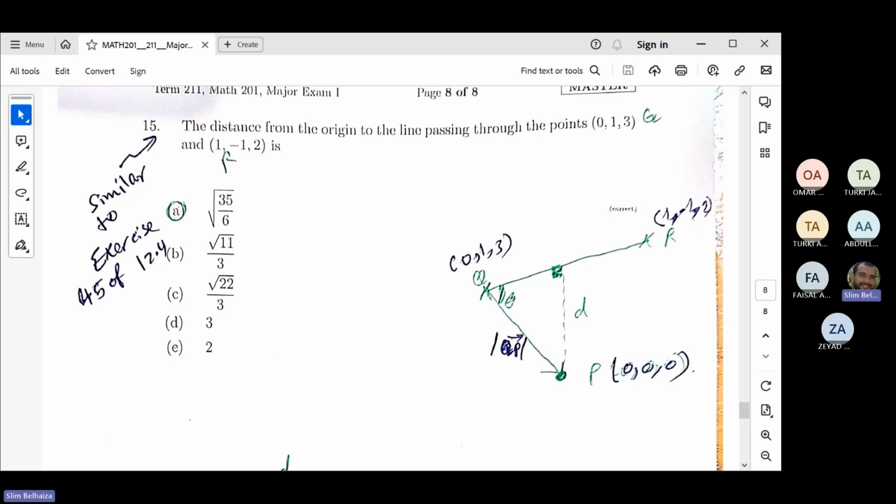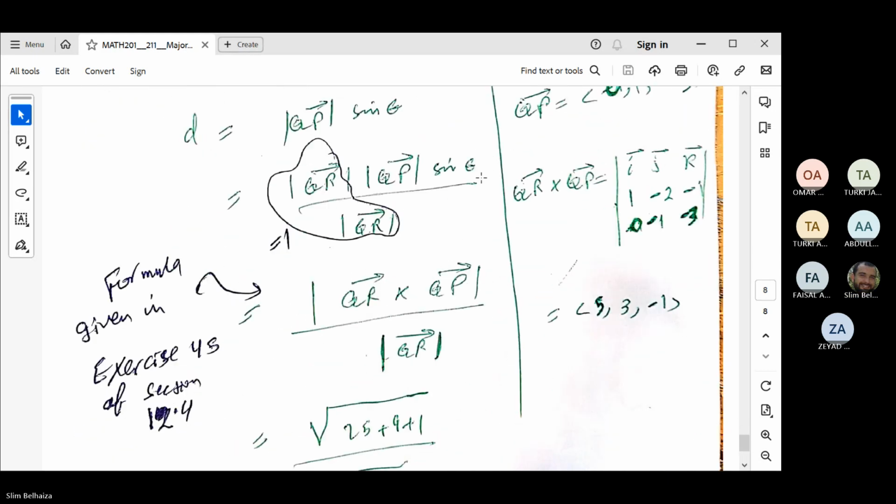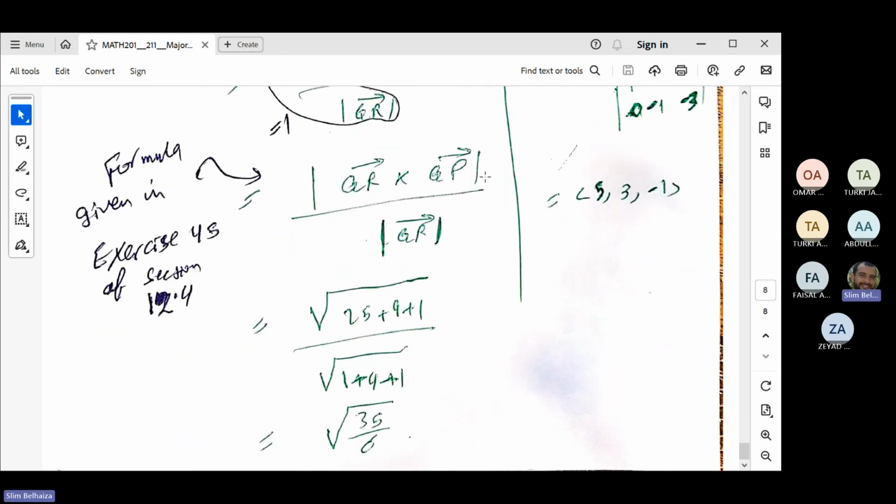Okay, let's move on. Type question 15. That's basically the last page, by the way. So we have the distance from the origin to the line passing through the point 0, 1, 3, 1, minus 1, 2. That's section 11.5 right now. It's not part of the major. It's something we already explored this week, but it's not part of the material for this major. The distance from the origin to a line. And that's the last question we have in this major.